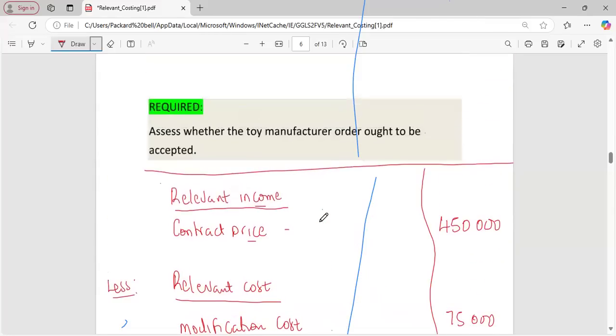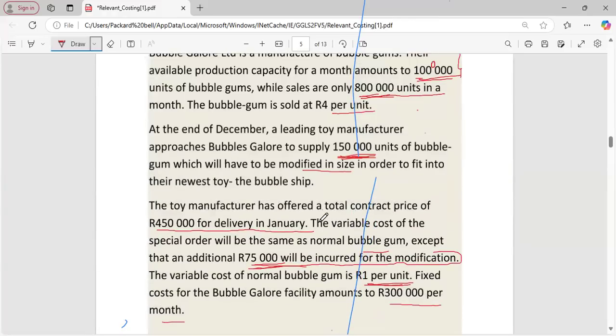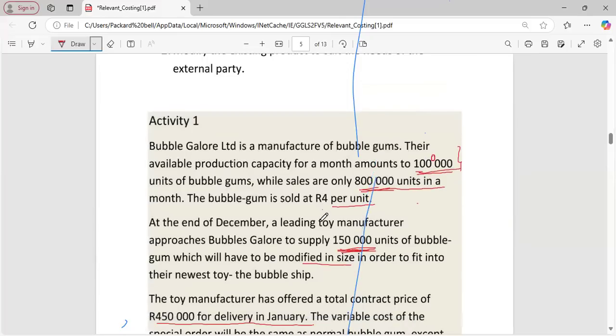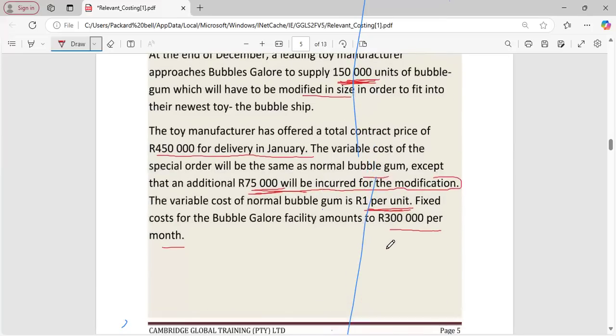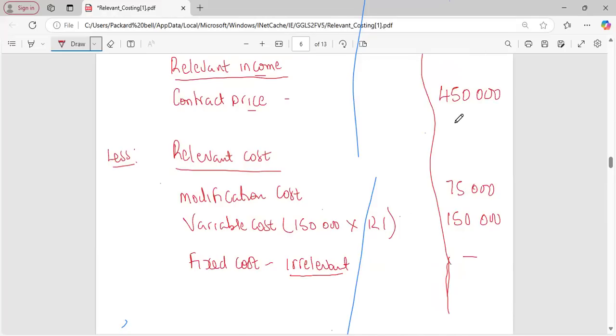Right. So let's look now at if there's any cost that we can take into account. In terms of capacity, we agree that we have the capacity here, which is 1 million minus here. We still have the capacity. Then what else do we need here? I think that's all from this question. So we need to calculate our relevant cost.